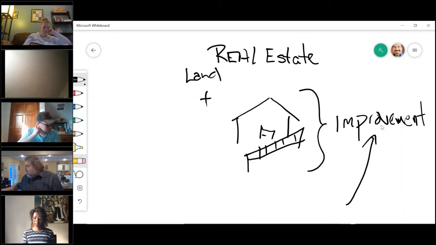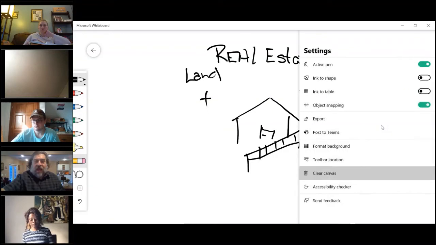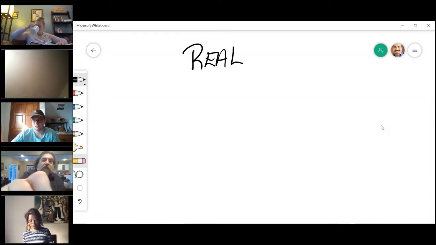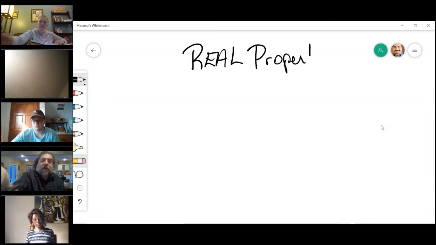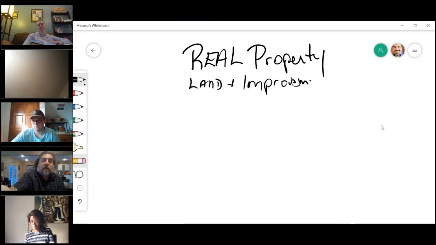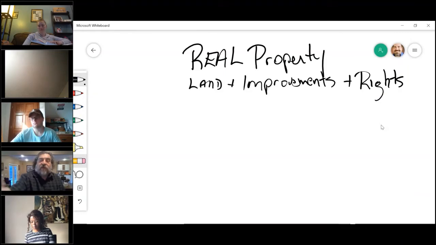All right. So that is the improvements, and that would be called real estate. Now, that term, I will tell you, has grown to be widely acceptable as this next term. But you and I need to understand that there is a third version called real property. Real property is the land plus the improvements plus the rights that come with those.